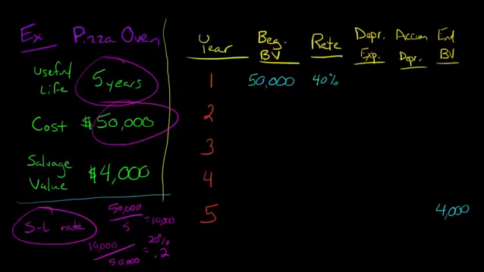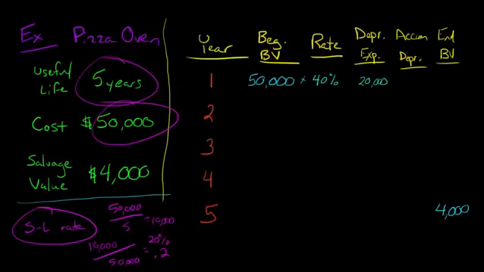So now we need to figure our depreciation expense for year one. So what do we do? We just multiply the beginning balance by the rate, and that's going to give us our depreciation. So that first year, we're going to have $20,000 of depreciation expense. Now compare that to what we would have had under straight line. Under straight line, we just calculated we would have had $10,000 every year. And here we've got $20,000.